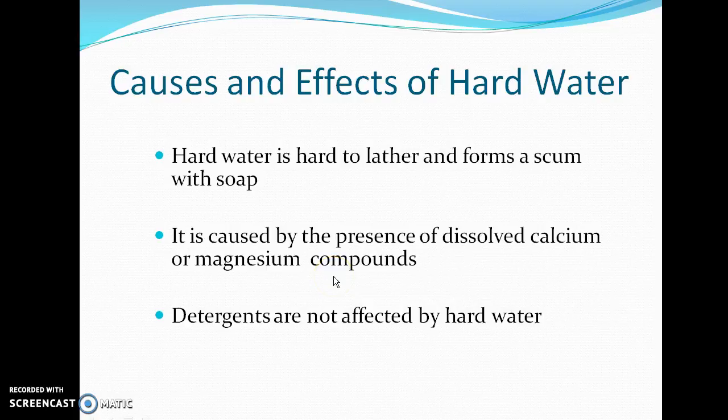Hard water is unable to form lather with soap, and it is caused by the presence of dissolved calcium and magnesium compounds in that sample, while detergents are not affected by the hard water.